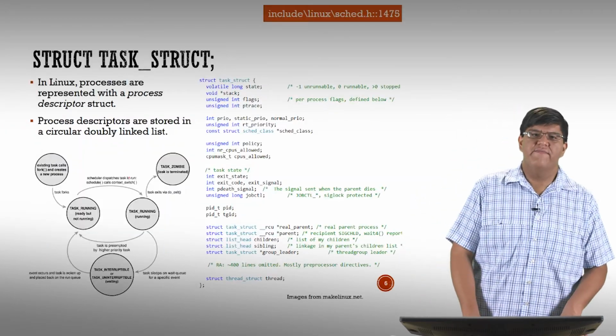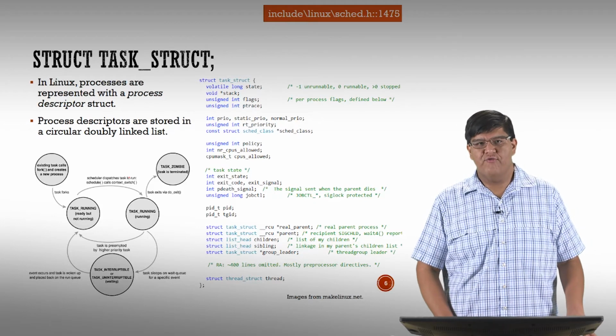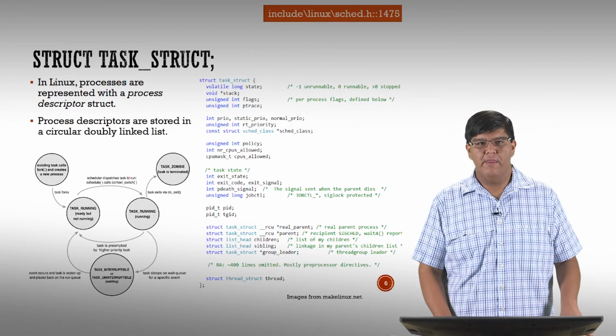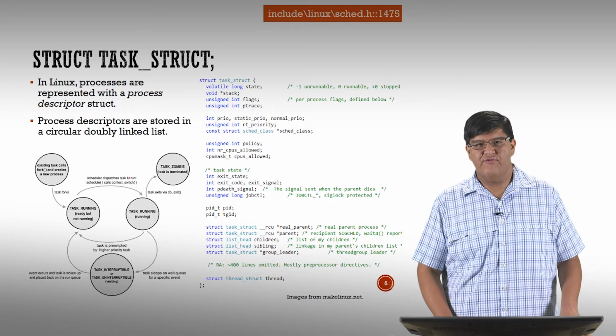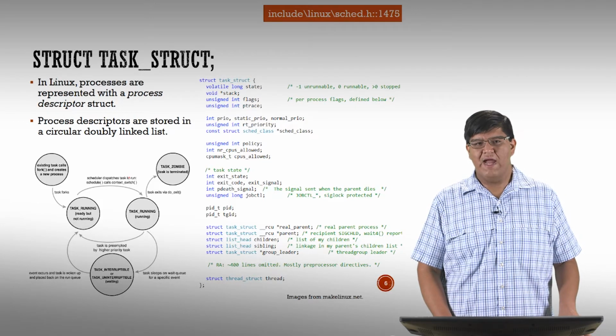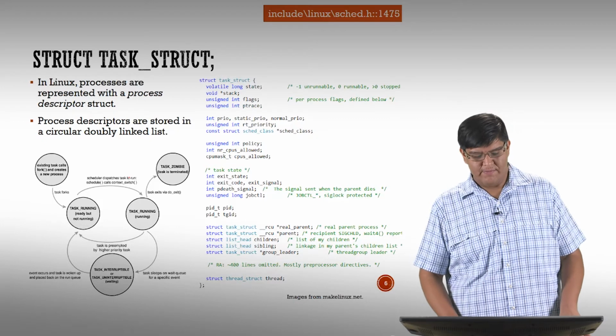Okay, so let's take a brief look at how process control blocks are represented in the Linux kernel. This is something called struct task_struct. A task_struct is a PCB, so it's used to represent basically the entire state of a running process on Linux.